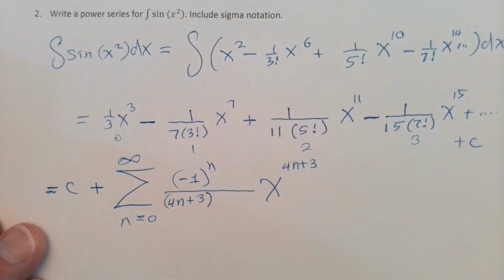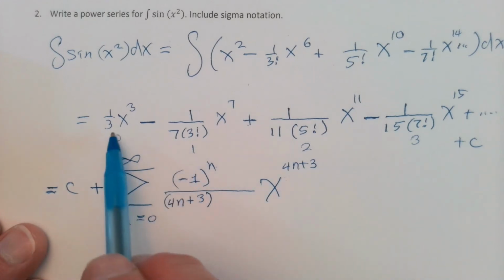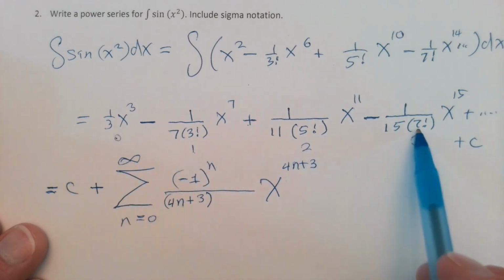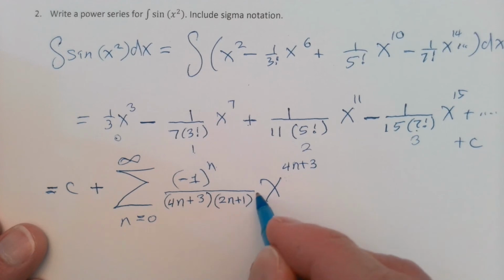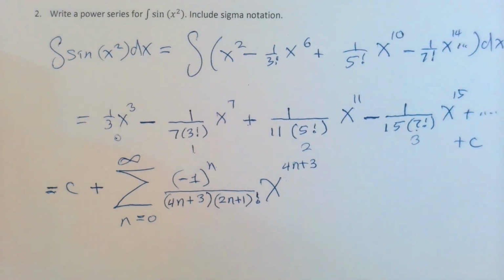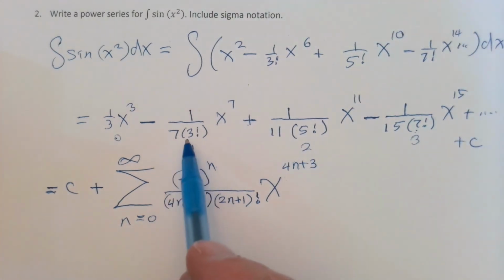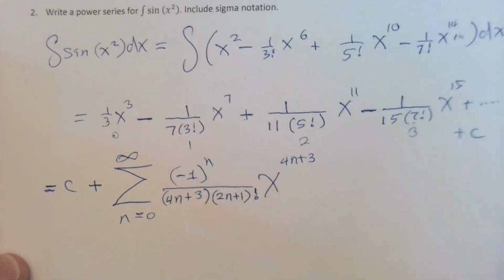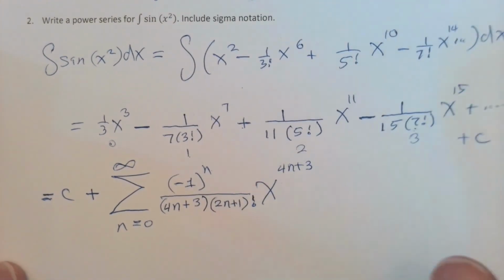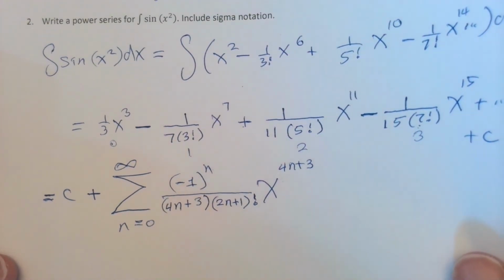And finally, the factorial goes 1 factorial, 3 factorial, 5 factorial, 7. Those are moving by 2. You're going to need 2n plus 1 on the factorial. And we can check that against one of these, for example. Let's see. If n is 3, 2 times 3 is 6 plus 1 is 7. Yep. You could check it on another one down here. If n is 1, 2 times 1 is 2 plus 1 is 3. So we got the factorial right. And there is your power series for the antiderivative of the sine of x squared.